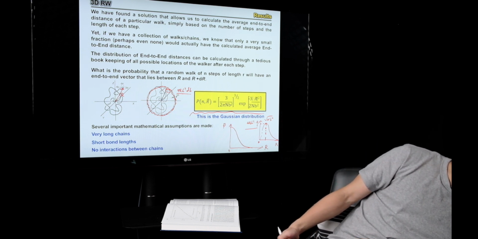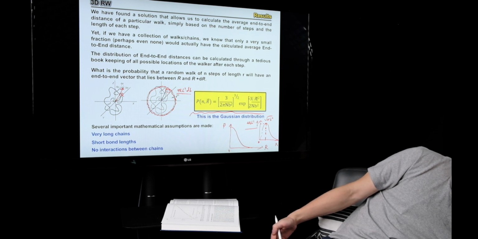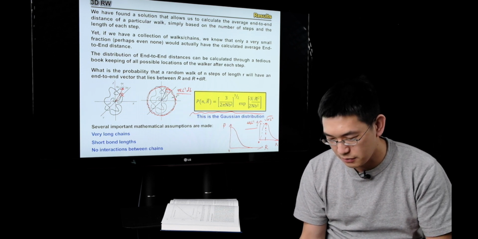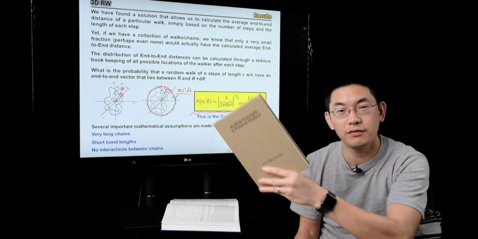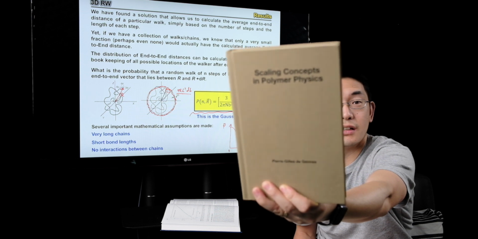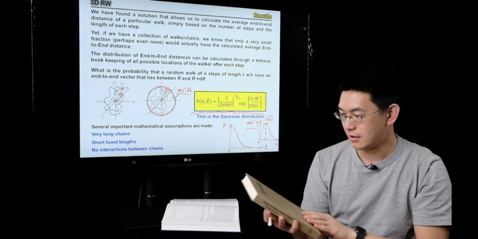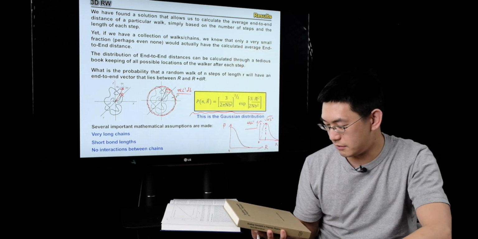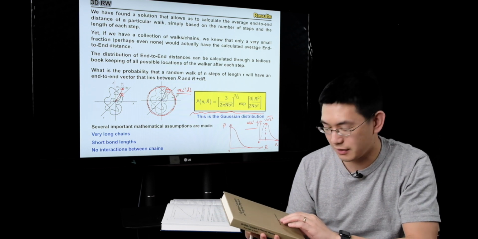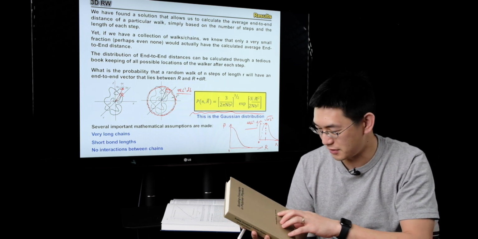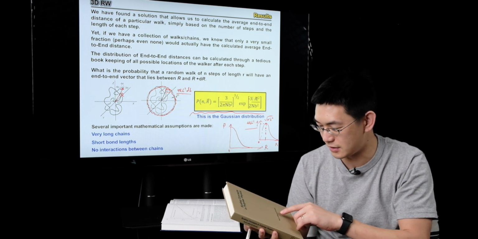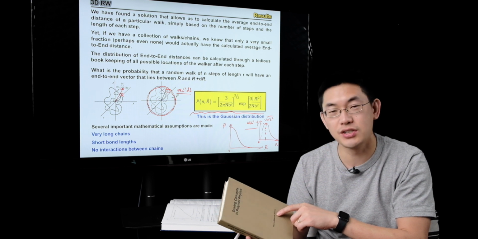Actually, I have another textbook that I just put next to me. So this is one for whoever is interested. You should be able to see it. It's called Scaling Concept in Polymer Physics. I don't pretend I can pronounce the name of the author. He is a French scientist. His family name is Distribu.